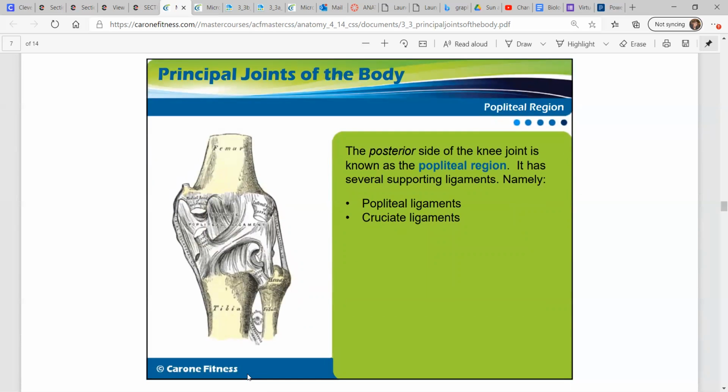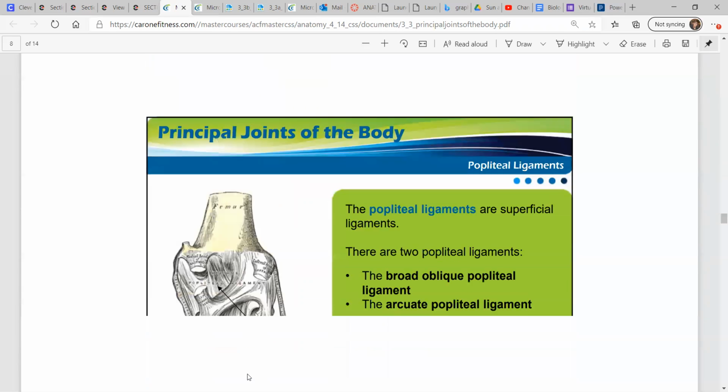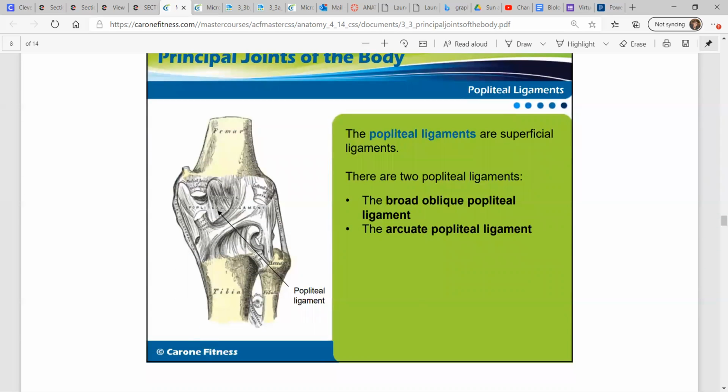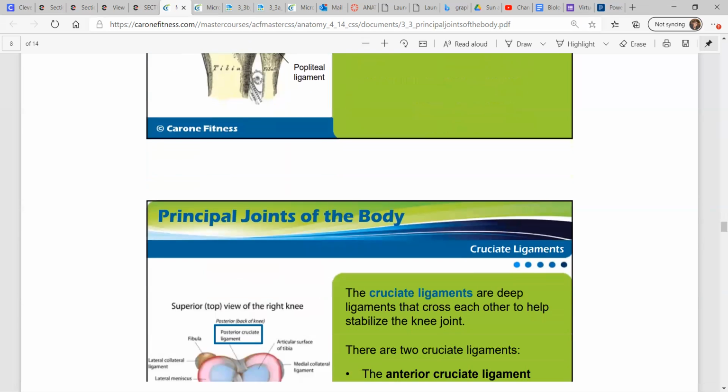And on the backside of your knee joint is known as the popliteal region. It has several ligaments that support it, and those are mainly the popliteal ligaments and the cruciate ligaments. The popliteal ligaments are superficial ligaments. And there are the broad oblique popliteal ligament and the arcuate popliteal ligament.